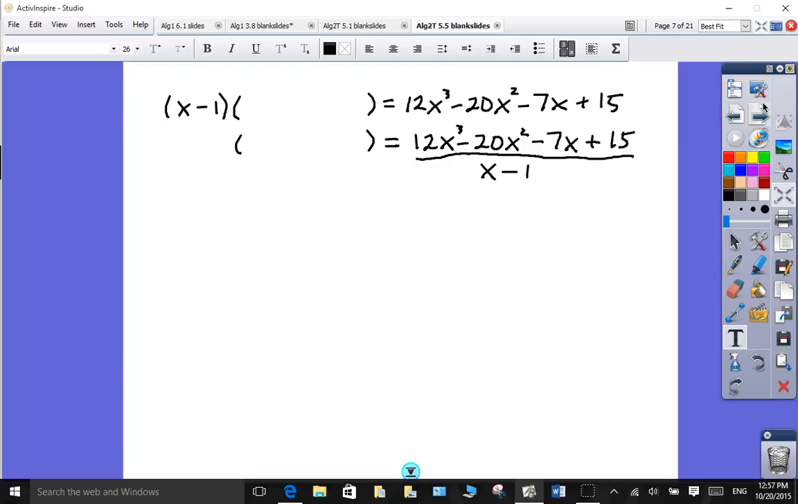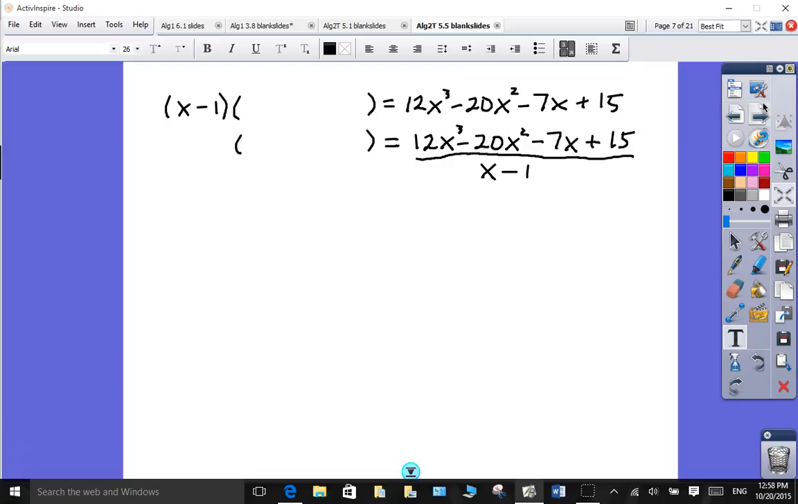So we need a method that would allow us to divide this by this. Now, when you divide polynomials, the numerator always has a higher degree than the denominator. We're never dividing with the denominator having a higher power in it. It's always the numerator that has the highest power in it. So we're going to learn two methods for dividing.